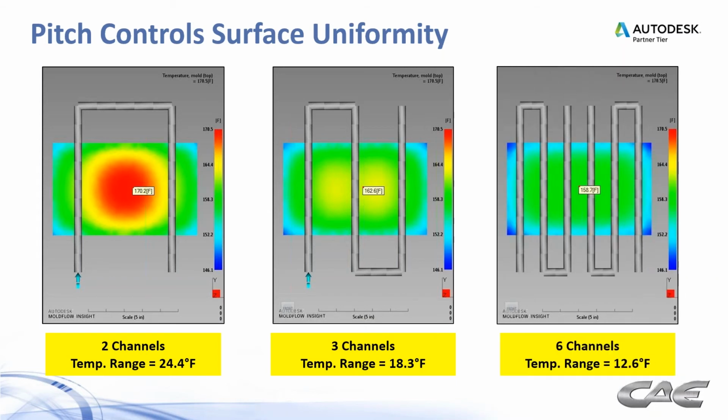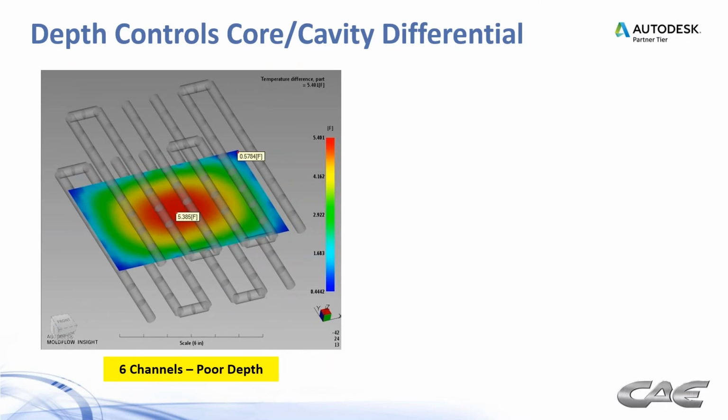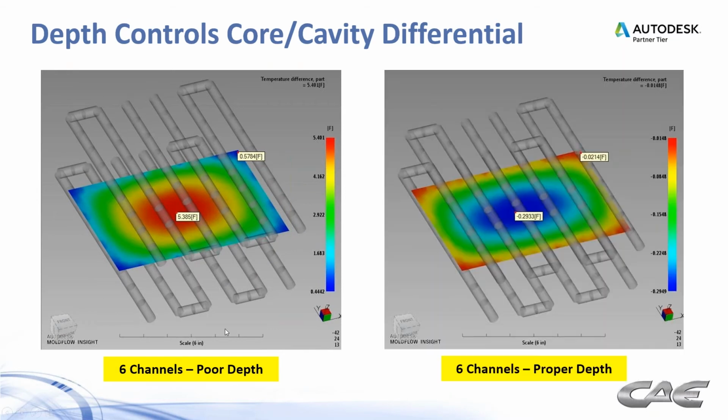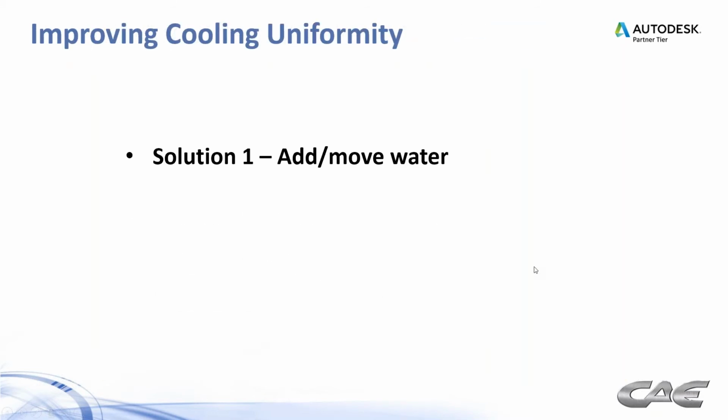So now we put 6 channels. Now we've got that temperature range down to 12. But the point is that the pitch, the distance between channels, controls that surface uniformity. And then we have the depth, the distance between the channel and the part surface itself. This is going to control our core and cavity differential. With poor depth, you see a temperature differential. With proper depth, you see that temperature differential go away. It's not always going to be right next to zero, but you get as close as you can, right? So how do we improve cooling uniformity?